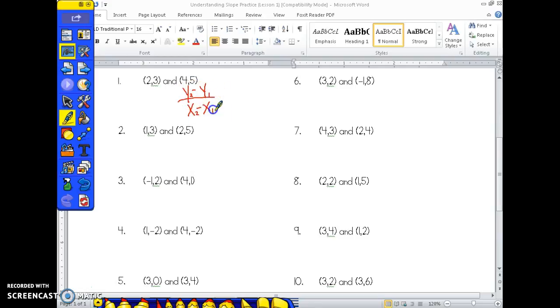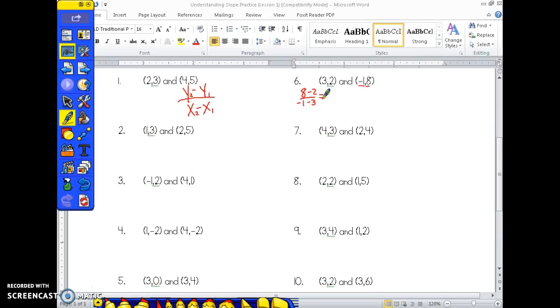The reason we say y2 minus y1 over x2 minus x1 is so that whichever y you pick first, that is the same x that you have to pick first as well. These should line up as an ordered pair from bottom to top. So for number 6, I'm going to pick 8 minus 2 over negative 1 minus 3.